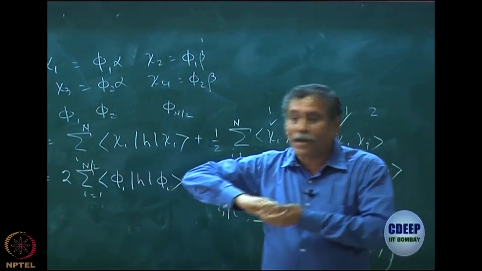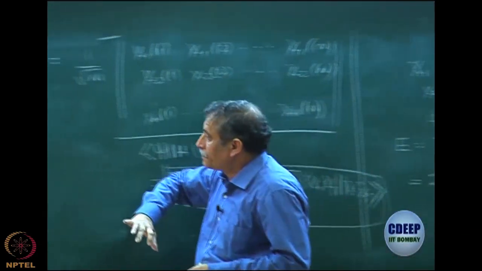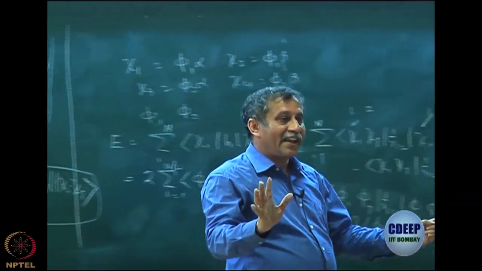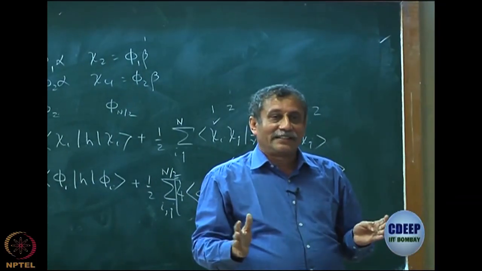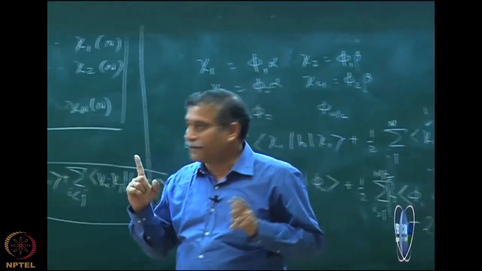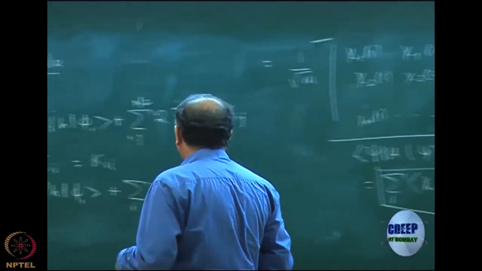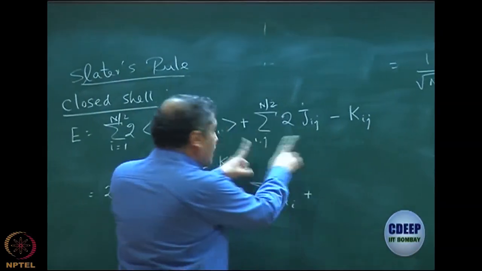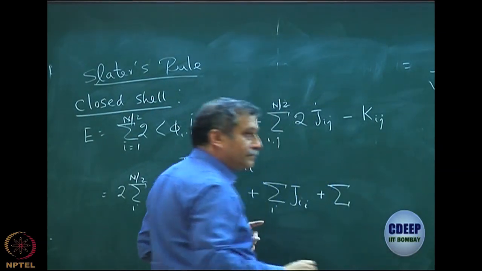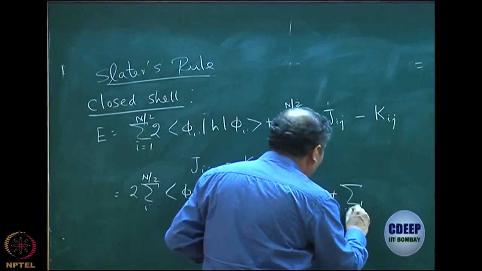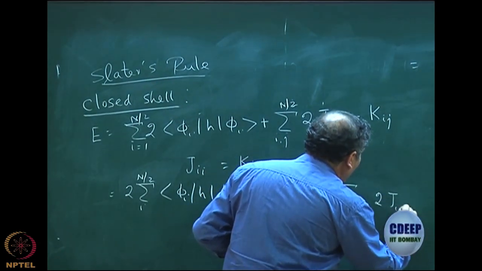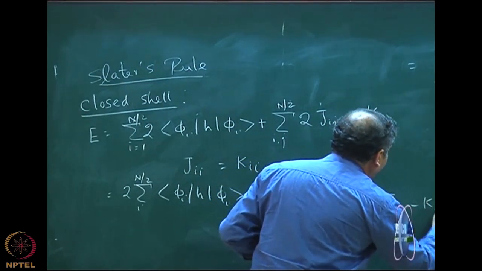Because now my information of the spin is gone, I am just saying J_ii, but it is clear that they are opposite spins. Then i equal to j is gone. After that, I can write the rest of them, which is i not equal to j: 2 J_ij minus K_ij.